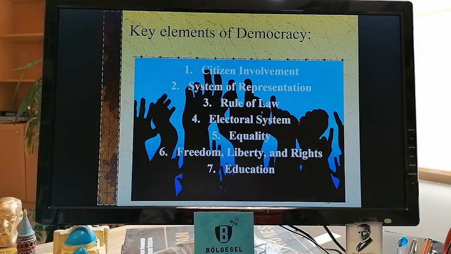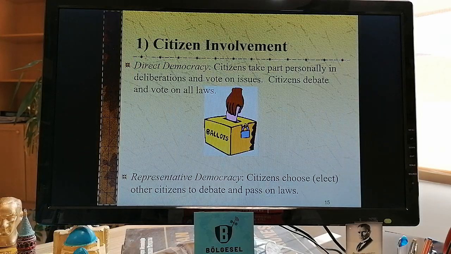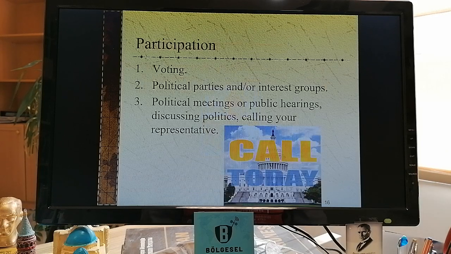So let's talk about the key elements of democracy, guys: citizens' involvement, system of representation, rule of law, electoral system, equality, freedom, liberty, rights, and of course, education. Let's analyze step by step. First, the first element of democracy is citizens' involvement. In direct democracy, citizens take part personally in deliberations and vote on every issue. Citizens debate and vote on all laws. However, in representative democracy, citizens elect other citizens to debate and pass especially laws.